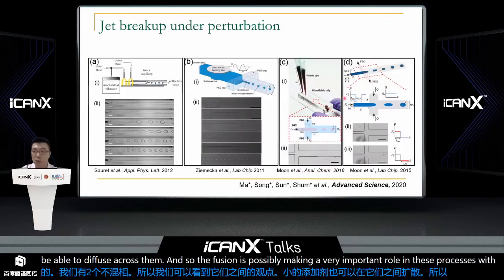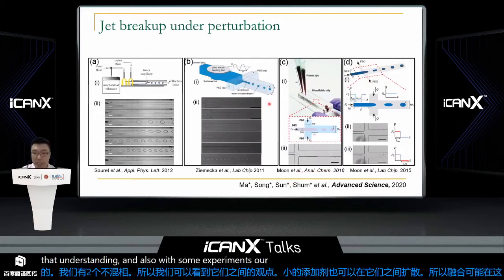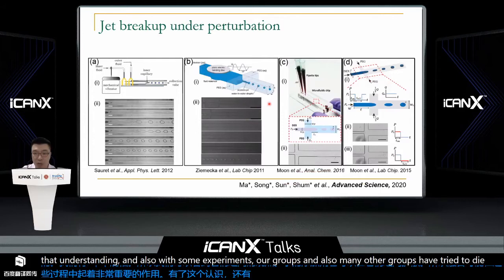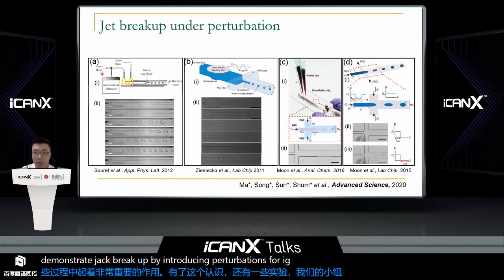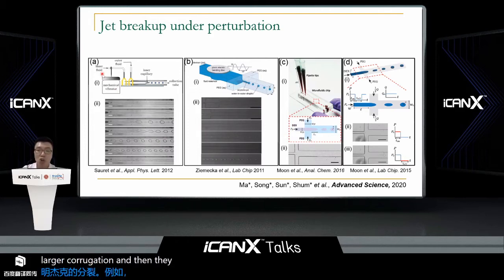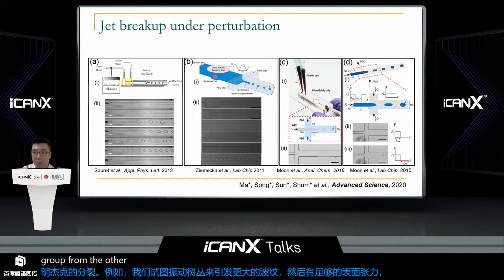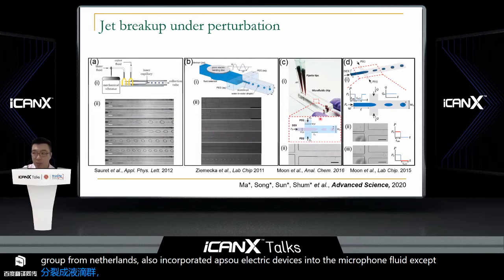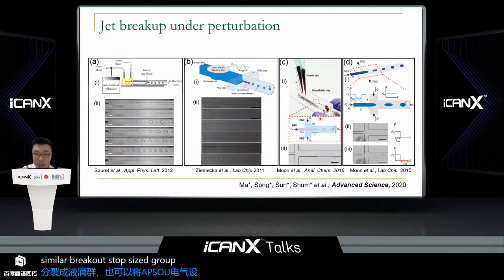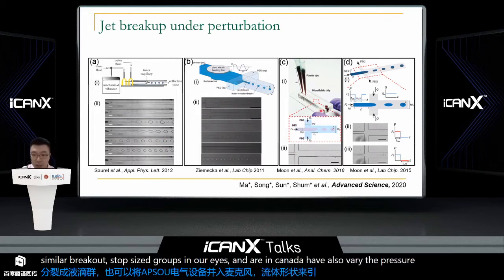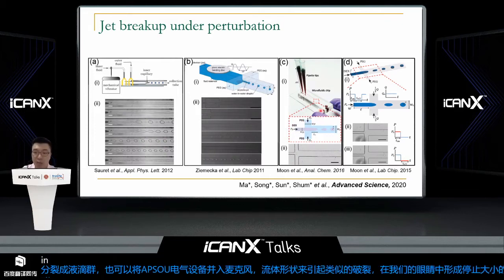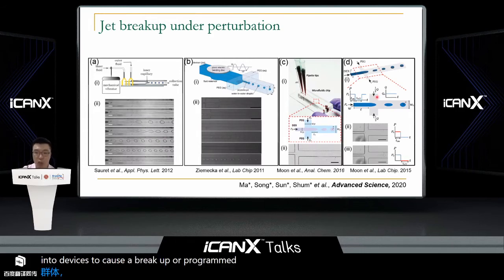With that understanding, and also with some experiments, our group and many other groups have tried to demonstrate jet breakup by introducing perturbations. For example, we try to vibrate the tubing to trigger larger corrugation, and then with sufficient surface tension, the corrugated jet can break up into droplets uniformly. A group from the Netherlands also incorporated piezoelectric devices into their microfluidic chips to cause similar breakup. Scott Tsai's group at Ryerson in Canada has also varied the pressure that drives the fluids into the devices to cause breakup, or programmed the pressure profile to induce the breakup of the jet to form uniform droplets.